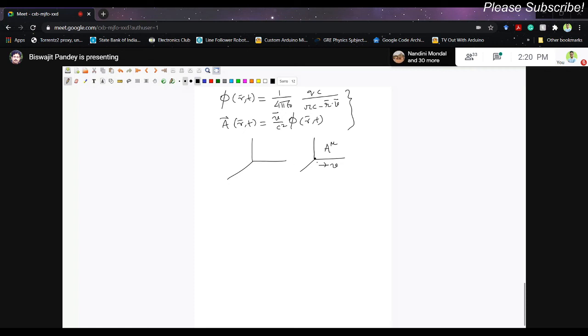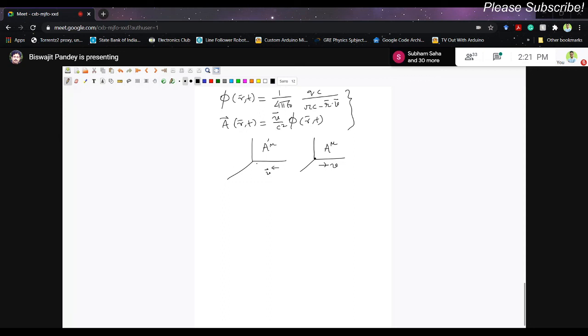So from the perspective of the moving charge, this lab frame is moving away from the charge with velocity v. That's obvious. And let us call this A mu prime, because from the viewpoint of the point charge, it's the lab frame which is moving. So we want to transform that, but before transforming the potential, we should write down the four potential.